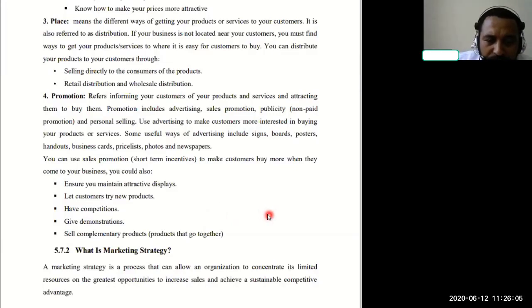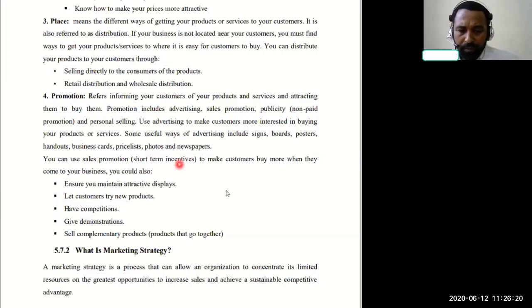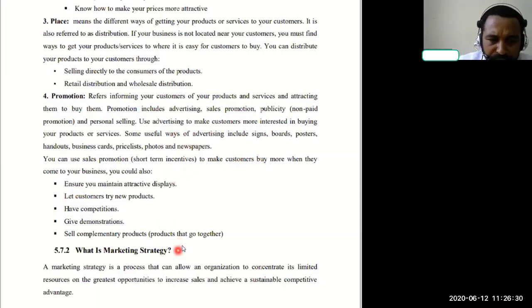For the sake of increasing the demand of the customer, you have to sell complementary products that are used side by side, or products that go together. This kind of promotion is sales promotion. So the marketing strategy could be either place, distribution, promotion, price, or product.